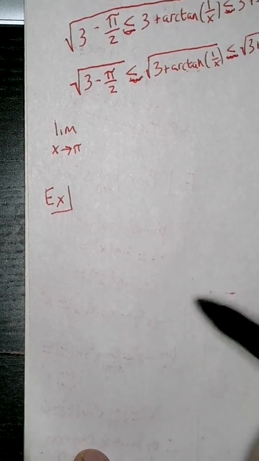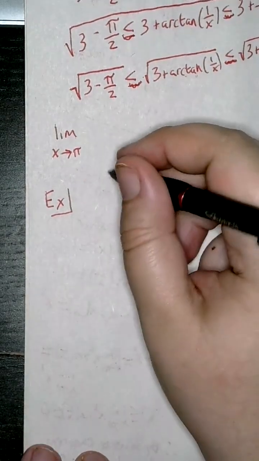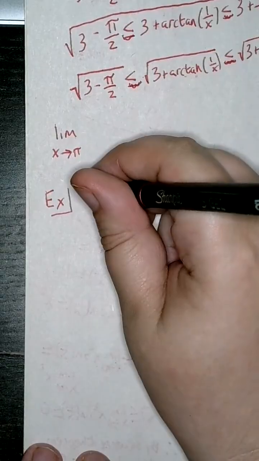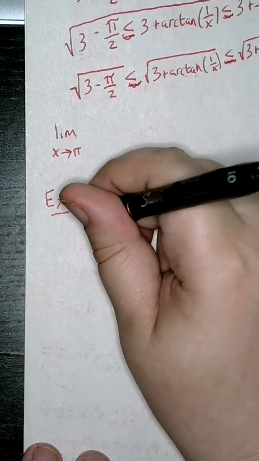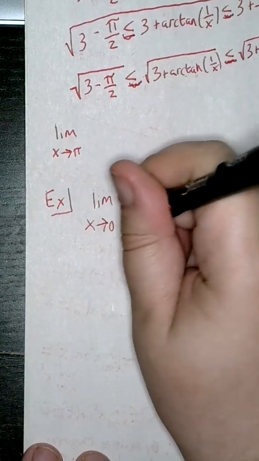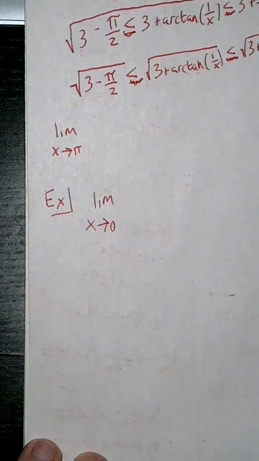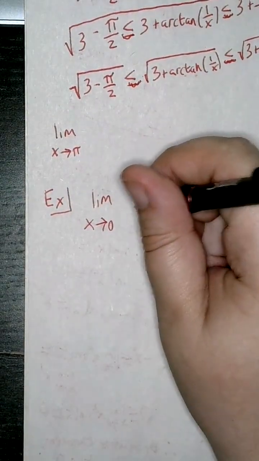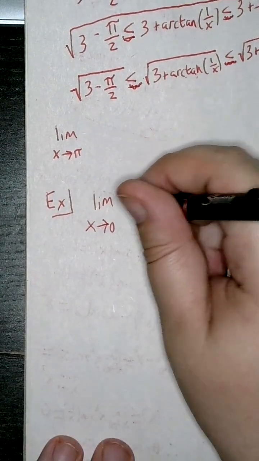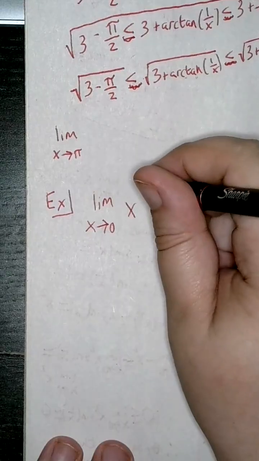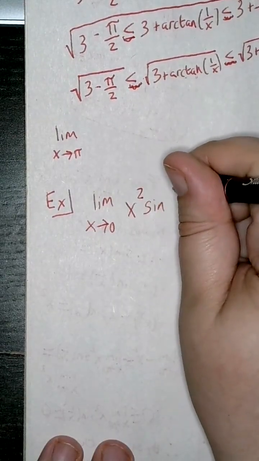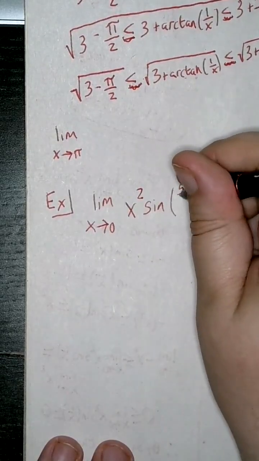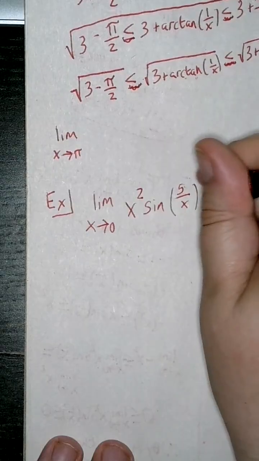All right. Let's go ahead and try another one. Let's try the limit as x approaches 0 of, we'll do one more like this, and then I'll do one where we might have to swap the inequalities. Sine of 5 over x plus 1.